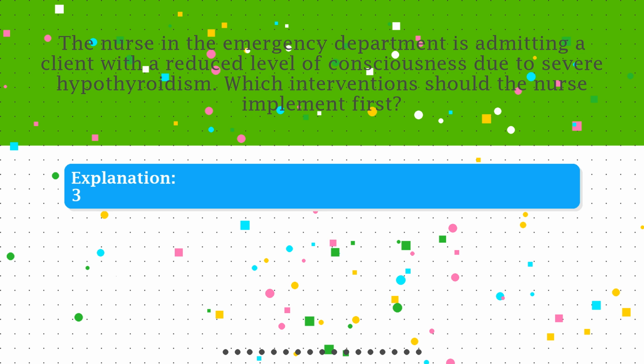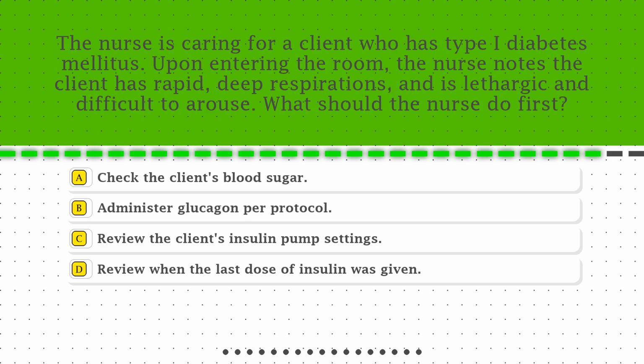Question 12. The nurse is caring for a client who has type 1 diabetes mellitus. Upon entering the room, the nurse notes the client has rapid, deep respirations, and is lethargic and difficult to arouse. What should the nurse do first? Option A. Check the client's blood sugar. Option B. Administer glucagon per protocol. Option C. Review the client's insulin pump settings. Option D. Review when the last dose of insulin was given.